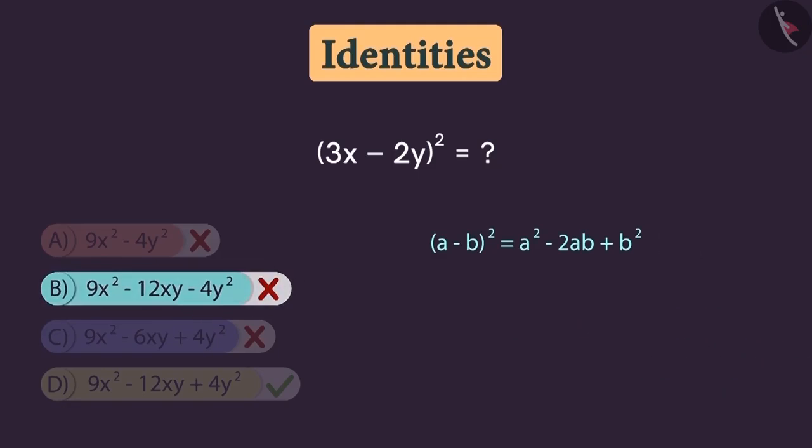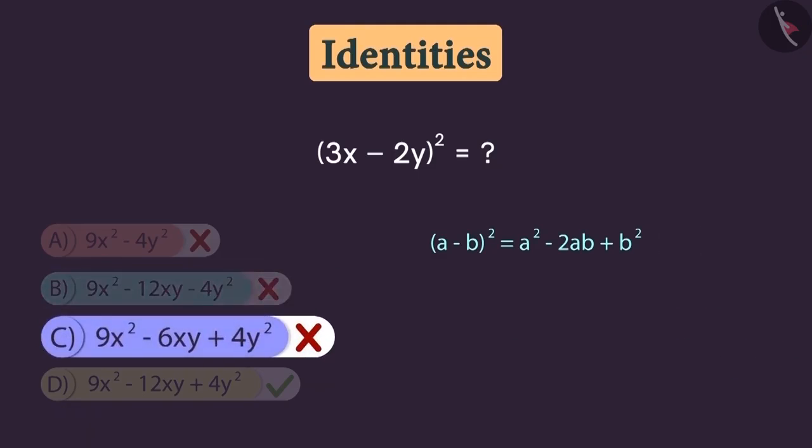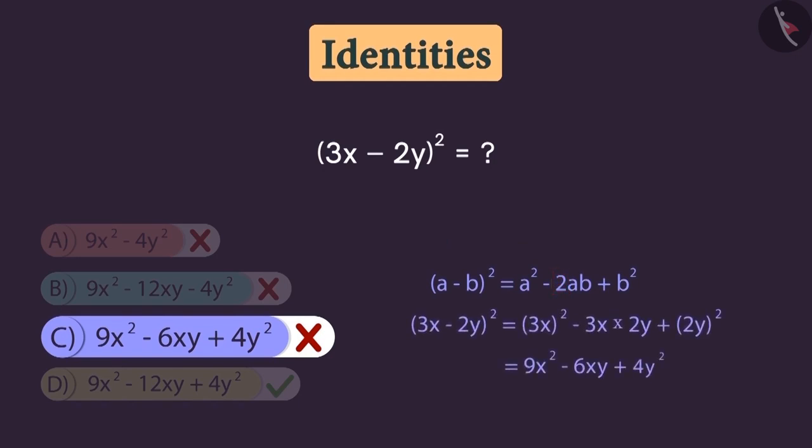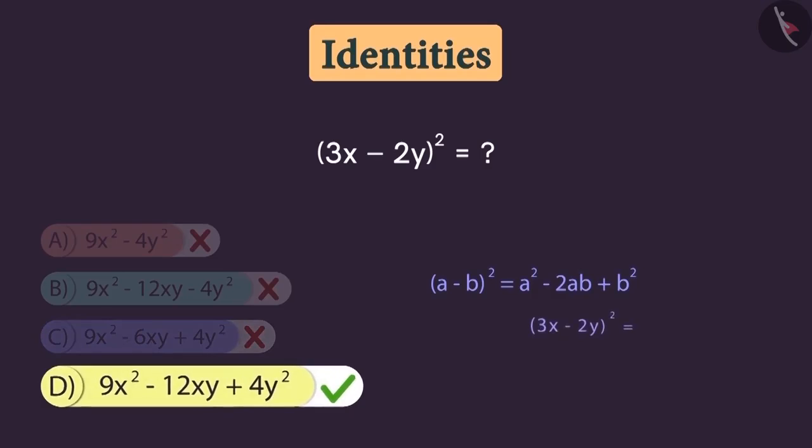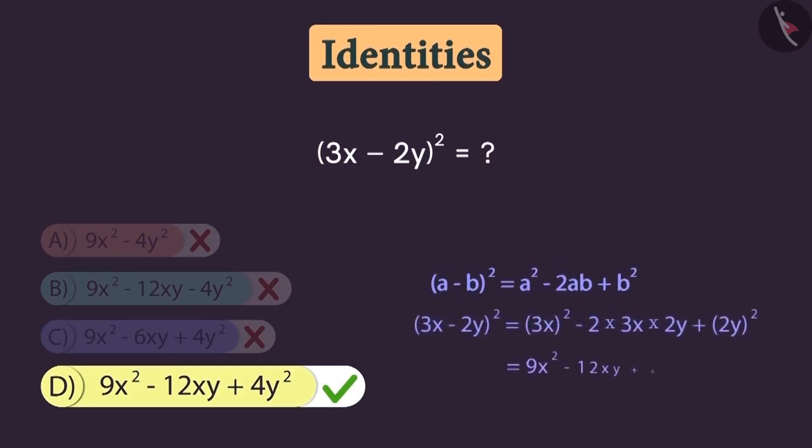Some of us get option C as the answer because while using the identity, we tend to forget to multiply by 2. So, we end up getting the incorrect answer. Thus, option C is also wrong. Since we have to solve (3x - 2y) raised to the power of 2, here a will be 3x and b will be 2y. On solving this using this identity, we will get this. Hence, option D is the correct answer.